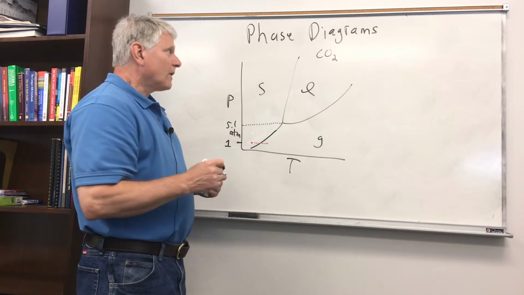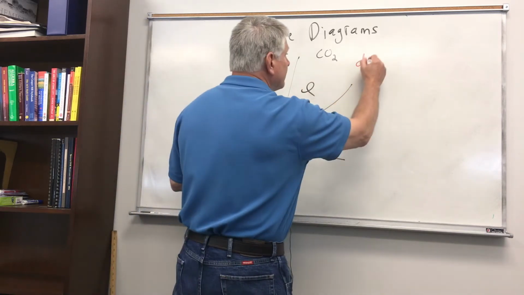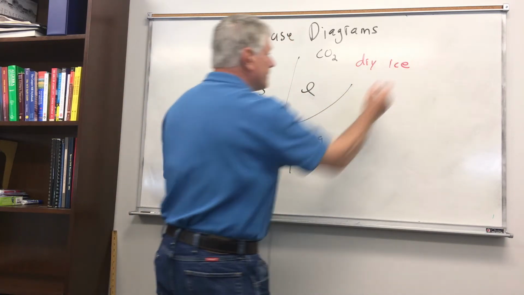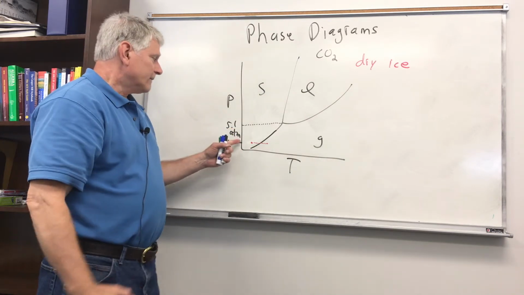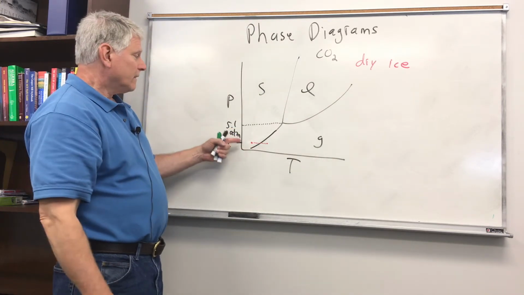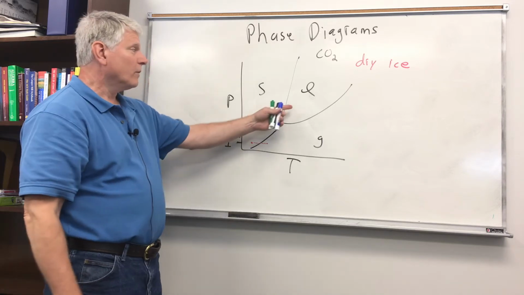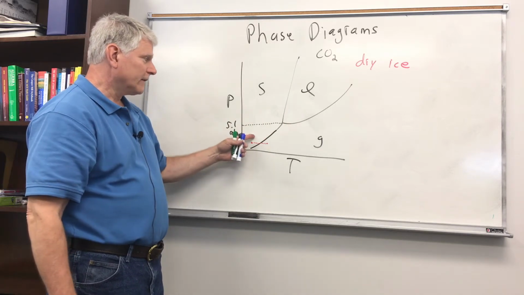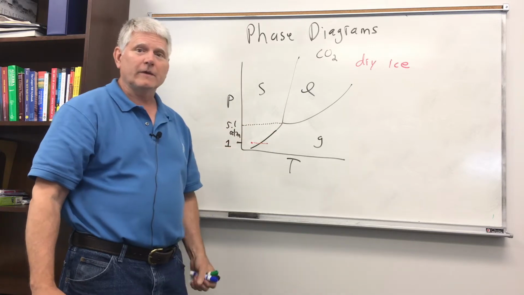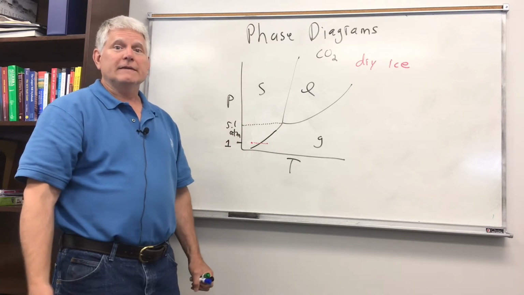So this is why it's called dry ice, because at sea level, 1 atmosphere pressure, carbon dioxide never melts, never forms the liquid phase. It goes directly from a solid to a gas. That's called sublimation. So it's convenient.